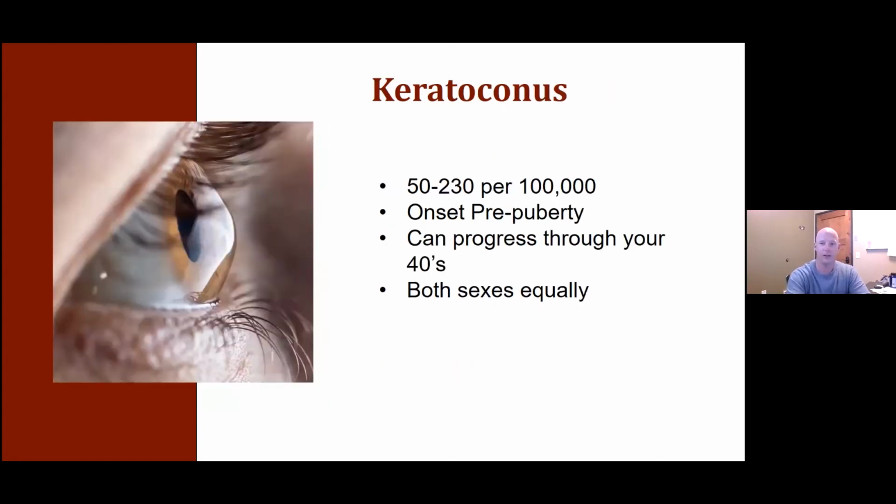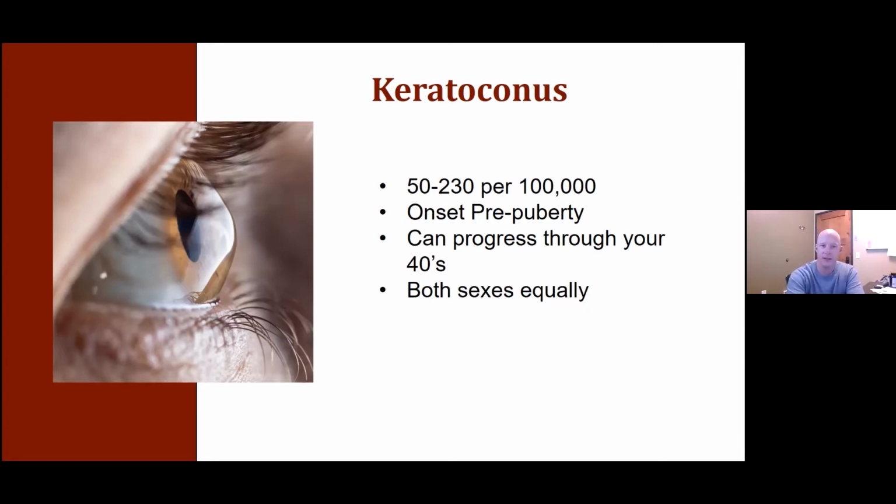So if we get into talking a little bit more specifically about keratoconus, because that's what the majority of this presentation deals with, it sounds like it's rare because the numbers would tell us that it's about 50 to 230 people per 100,000 in the population. It's actually quite common. I see keratoconus easily on a weekly basis, depending on the week, sometimes on a daily basis.